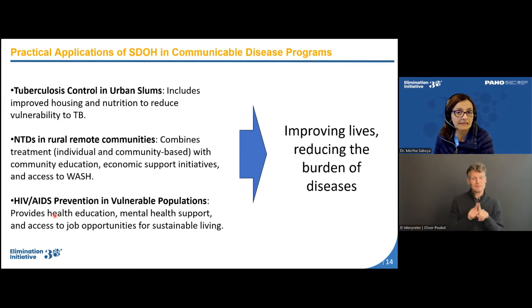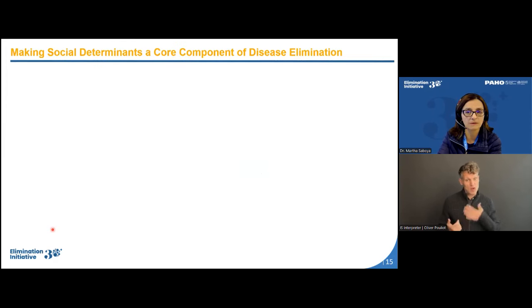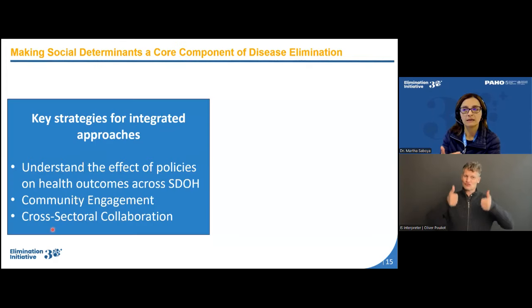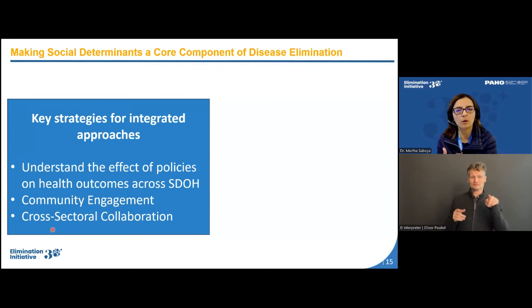We also have HIV and AIDS as part of the list of diseases for which we want to achieve elimination as a public health problem. But we need to include in those interventions actions related to education, mental health support, and access to job opportunities, for example, to improve lives and reduce the burden of disease in those communities. So we want to make social determinants the core component, or one of the core components, of the disease elimination initiative. And there are key strategies that we need to accelerate with countries.